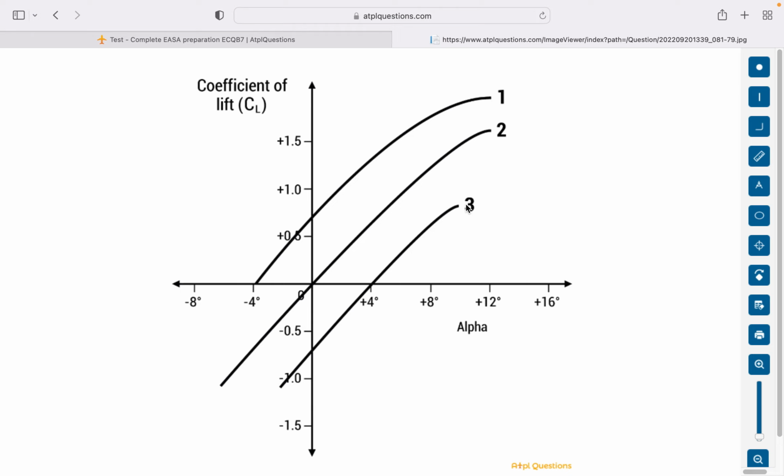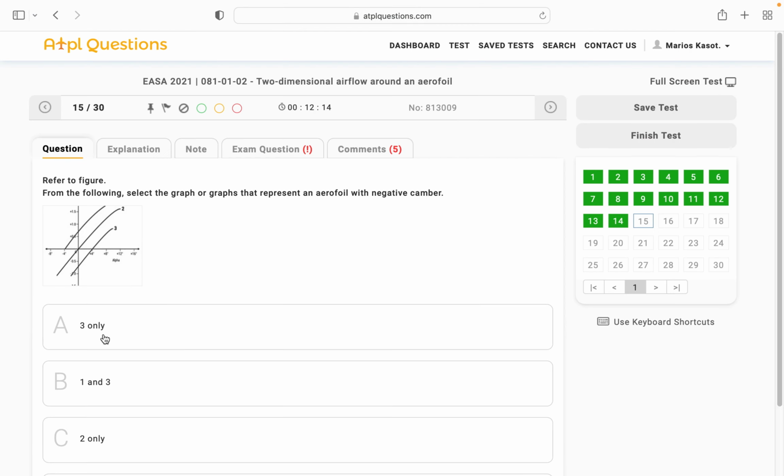And airfoil number 3, even with plus 4 degrees of angle of attack, produces no lift. So it is obviously a negative camber airfoil. The correct answer is 3 only.